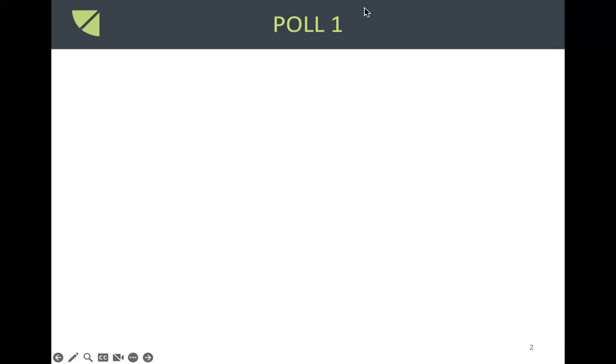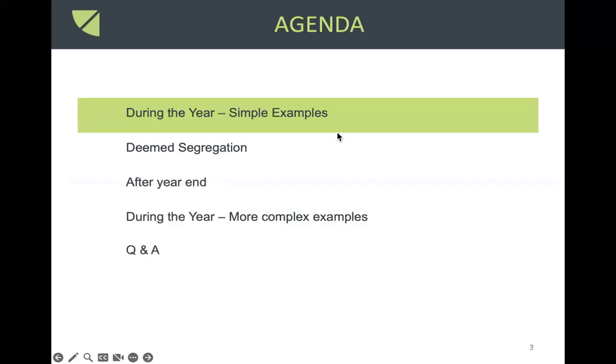Okay, let's move on to our next slide, which is our agenda. So what we're going to talk about today before the Q&A is 4 different topics. We're going to talk about choices that you can make and what you can do during a particular financial year in order to maximize ECPI. And we'll start off with some simple examples. Then we'll talk about the concept of deemed segregation, with which many of you will be familiar already.